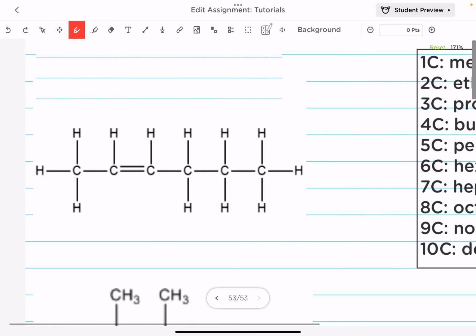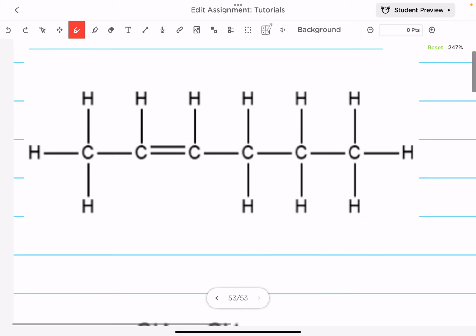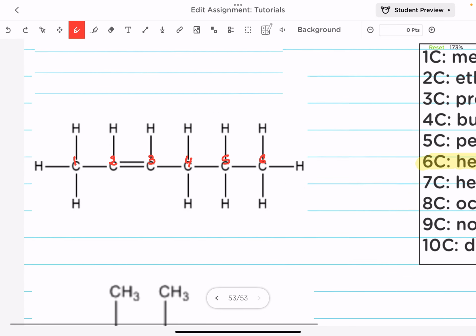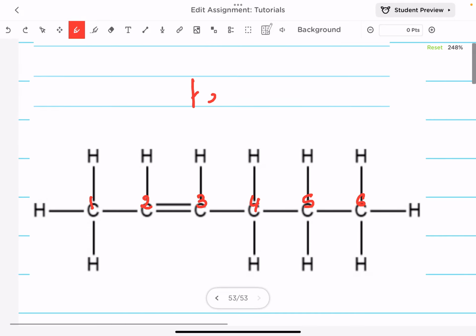Let's begin with the first example. So first, count how many carbons you have. 1, 2, 3, 4, 5, and 6. So here I have 6 carbons. 6 carbons means I have hex. Now, when I want to name it, it's a hexene because I see a double bond over here.